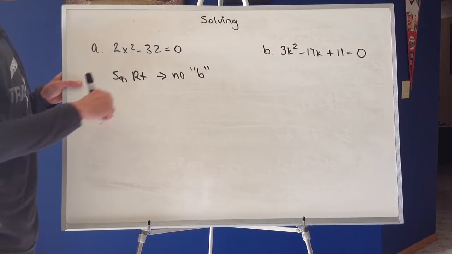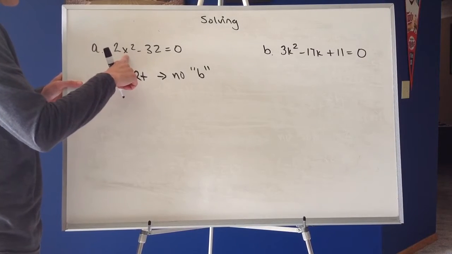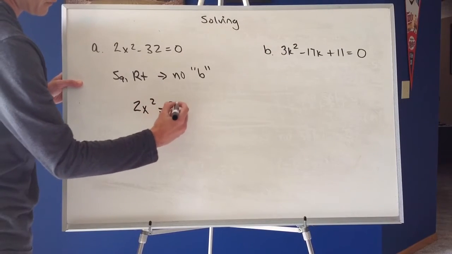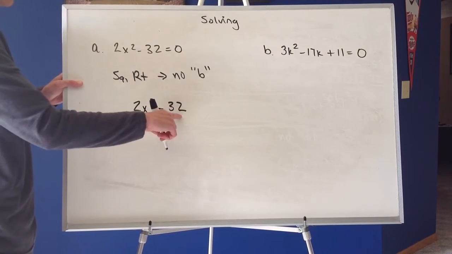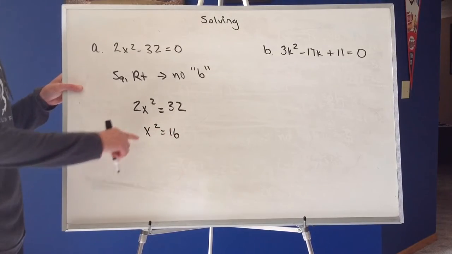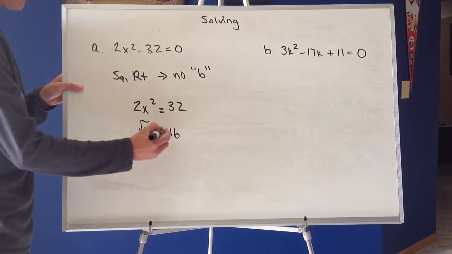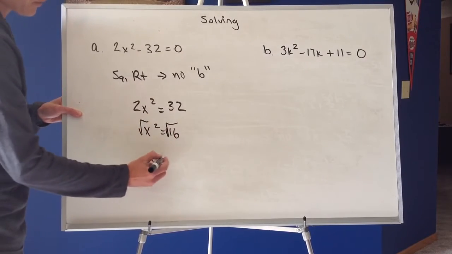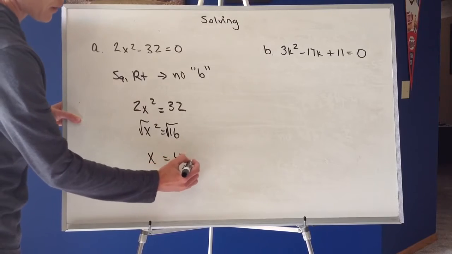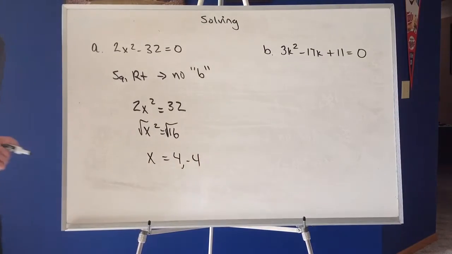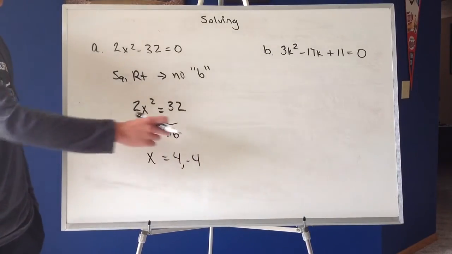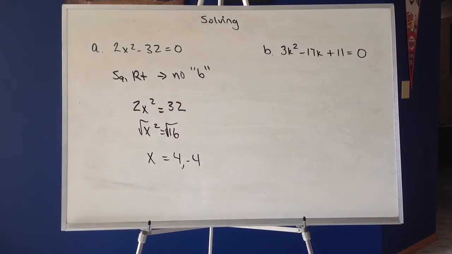So remember, to do the square root method, I want to get the x squared by itself. So I would add the 32 to the other side. I would divide both sides by 2. And then the opposite of squaring is to take the square root. Remember, whenever you take the square root with the x squared here, not only do I have positive 4, but I also have negative 4 as an answer as well, because whether I square either one of those, it's going to give me a positive 16.